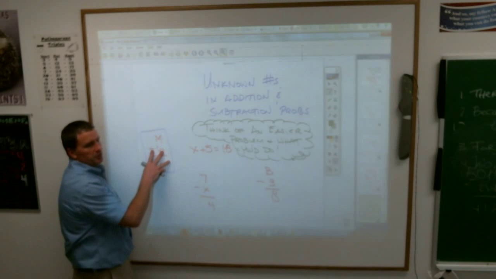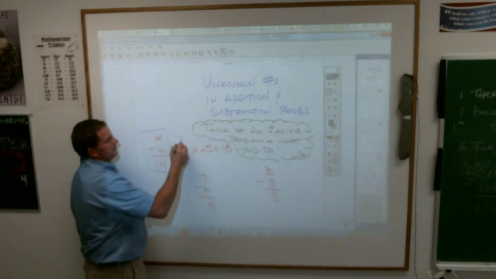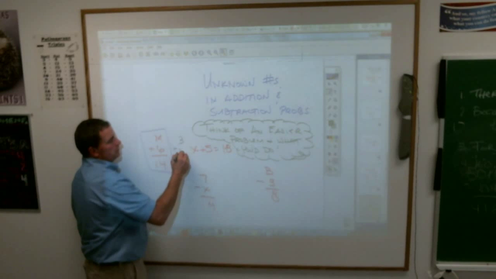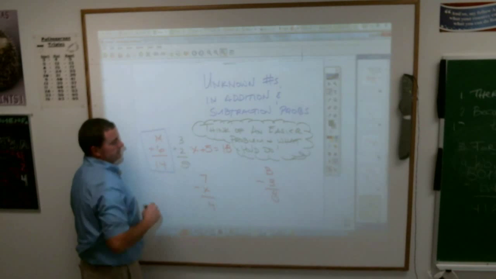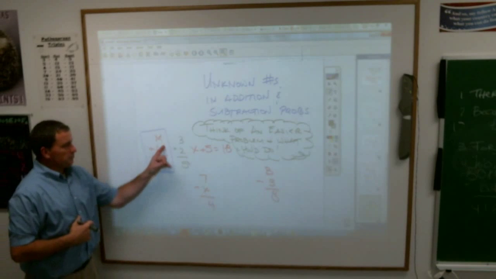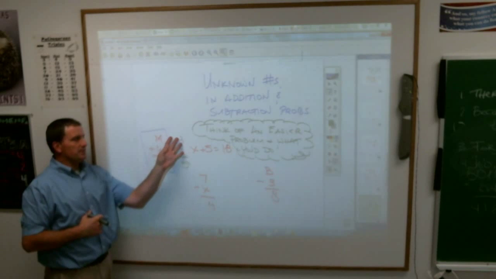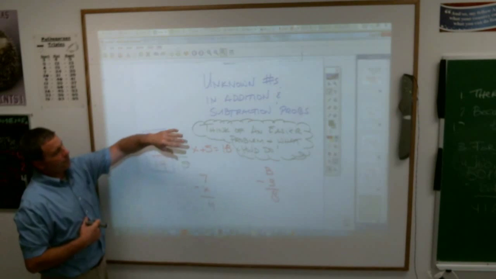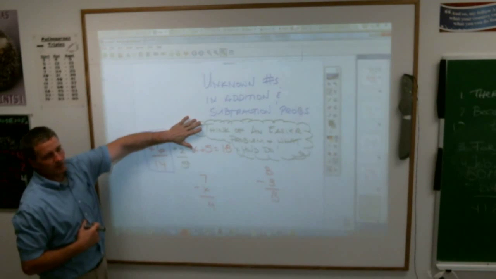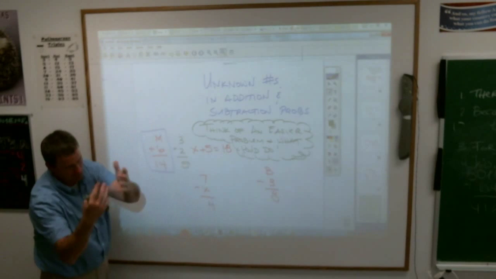This is an addition problem, so I want you to think of any simple addition problem. Maybe it's 3 plus 2 is 5. In this problem, I'm missing the top number. So think on this problem that you already know the answer to. If you were missing the top number, if I didn't know that was a 3, what do I do to 5 and 2 to get 3? Subtract.